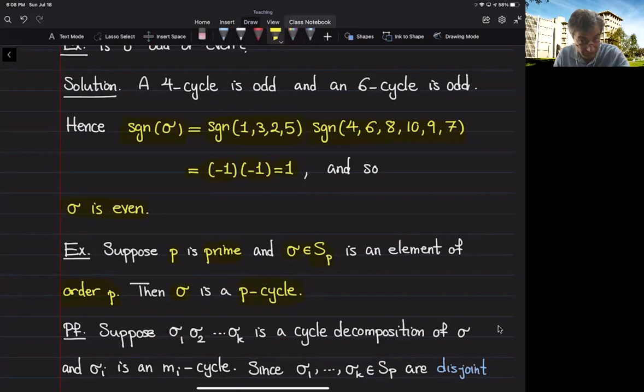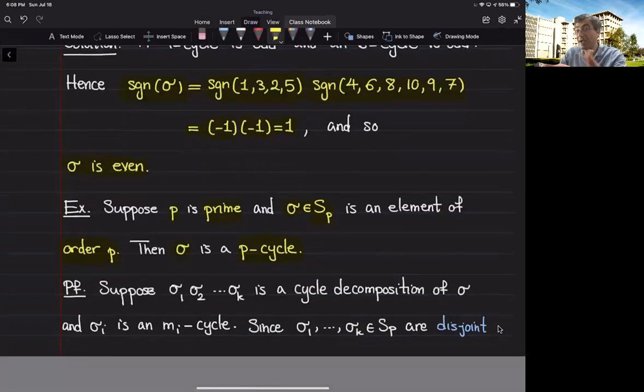If p is not prime, this is not the case. For instance, in S sub 6, we have elements of order 6 that are not 6 cycles. Essentially, something like this: a 2 cycle times a 3 cycle, 1, 2, 3, 4, 5. This is inside S sub 6 and has order 6, because the least common multiple of 2 and 3 is 6. So this statement is not true when p is not prime, but it is true when p is prime.